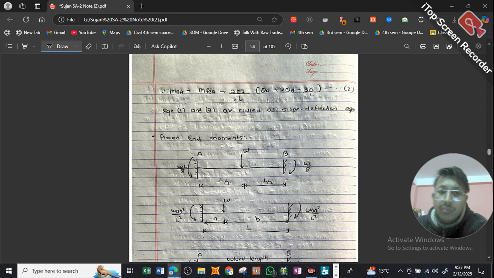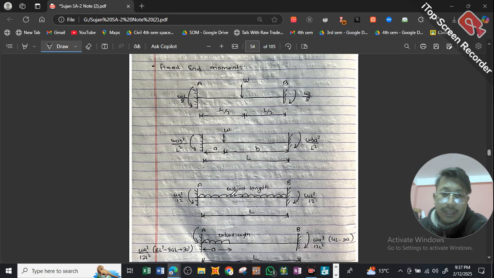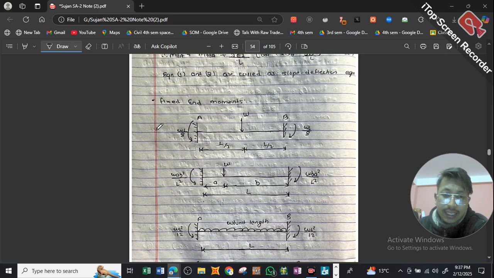So these fixed end moments will be different depending upon the loading condition. There are various case scenarios, so we'll be talking about them one by one. So we have our first case scenario. As I explained before, we will be taking whatever the support of the beam may be, whether roller, hinge, or fixed. So let's say we have one example.